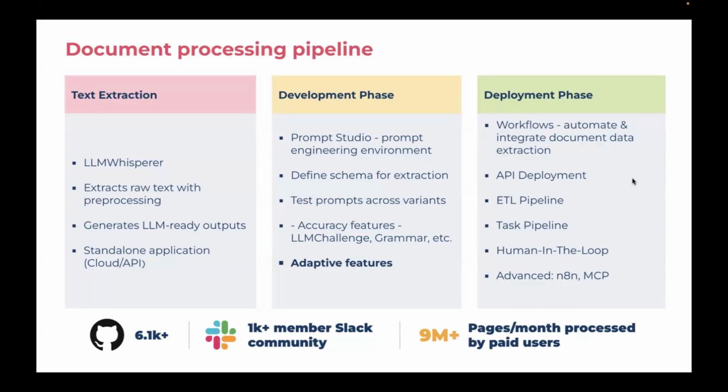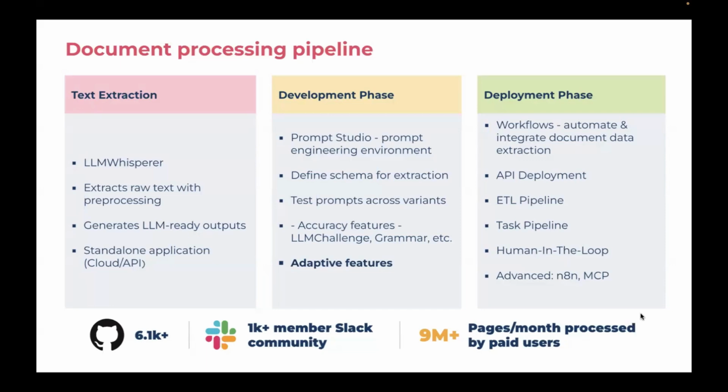So it could be deployed as an API pipeline, an ETL pipeline, task pipeline, a human in the loop or a human review deployment. And even in certain advanced cases, we support N8N workflows where Unstract or LLMWhisperer can be deployed as a node. And we also have Unstract and LLMWhisperer MCP servers if you're working with MCPs. So depending on your business needs and how you are going to be using the Prompt Studio project, you can choose from the various options that we have over here.